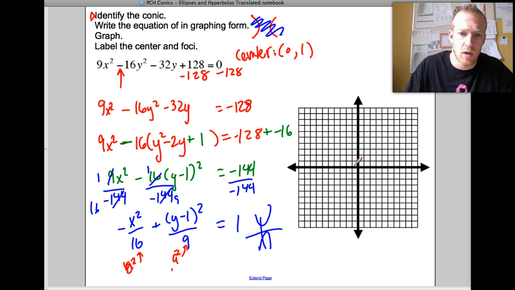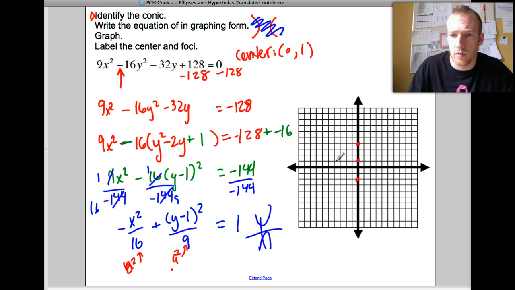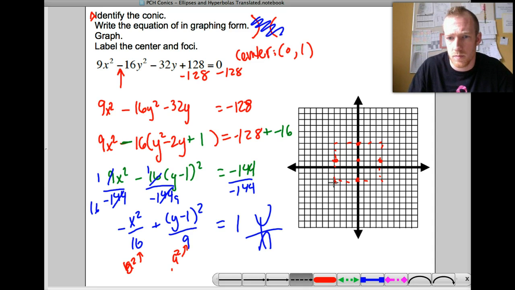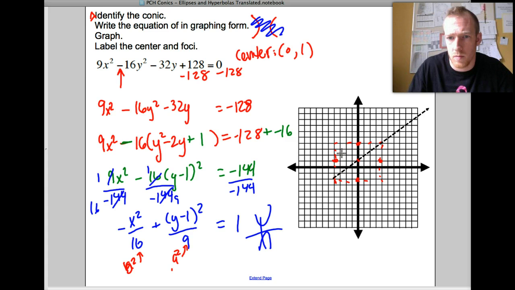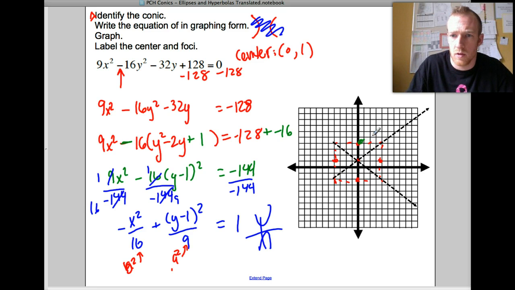So 0, 1. We go up 3 for the vertex, down 3 for the vertex, and then, whoops, down 3 from the center, and then over 4 for our side of our box, over 4. And then we got to make those two asymptotes. There they are. So now our actual graph is from the vertex, then approaching that asymptote, from the vertex, and then approaching that asymptote.